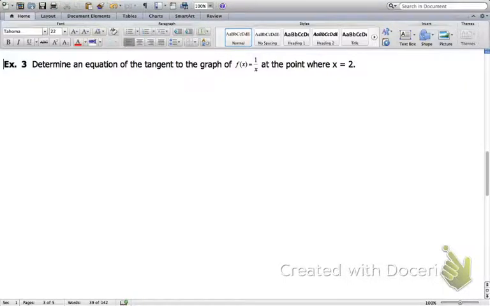Now in example 3, we're going to still determine the equation of our tangent. So again, we're looking at our derivative.